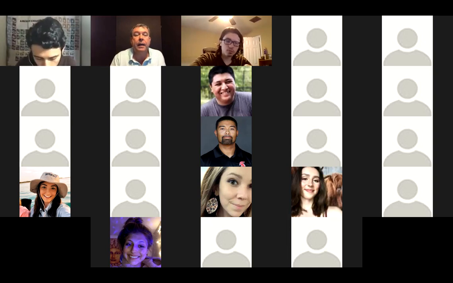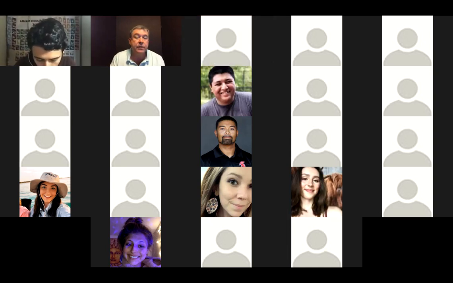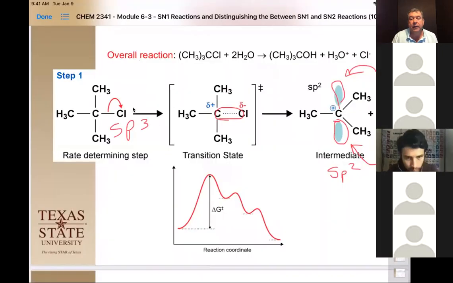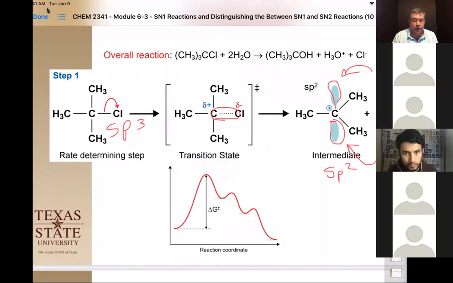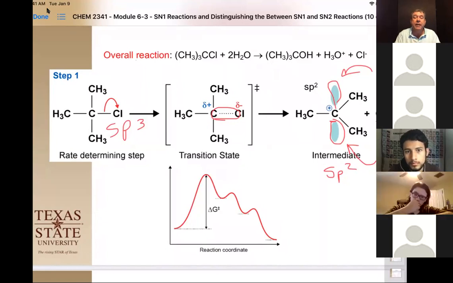So let's continue with chapter 6.3, which is all about SN1 reactions and how to tell the difference between an SN1 reaction and an SN2 reaction. The first thing we learned about an SN1 reaction is that it has at least 2 humps in our reaction coordinate diagram. The reason is that we have an actual intermediate, our carbocation. So that means we have to form a carbocation in this step.